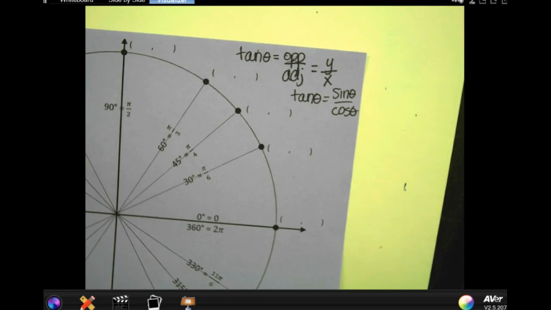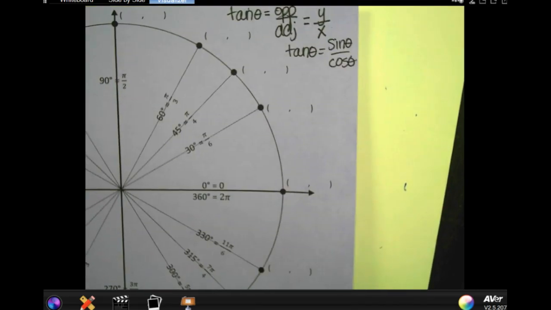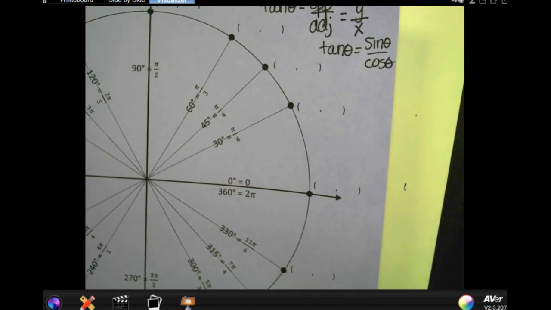So when we do all of our graphing on a coordinate plane, we have coordinate points, and we have an x and a y, correct? When we plot points, we do the x and the y points.